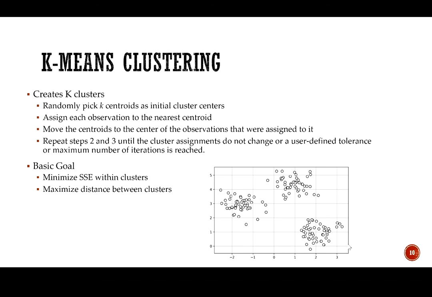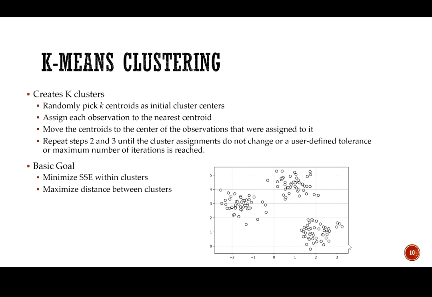Now I want to talk about the most commonly used clustering algorithm, named k-means. The goal is to partition observations into k clusters, where k is predefined, such that each observation belongs to the cluster with the nearest centroid. The basic goal for k-means clustering is to minimize the sum of squared errors within clusters and maximize the distance between clusters. As you can see in this scatter plot, there are three major clusters. Some data points are in between, and that's the goal of k-means. We want to maximize the distance between clusters, to make sure that they are distinct.